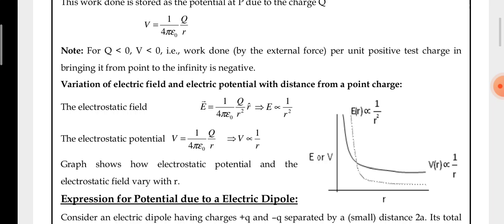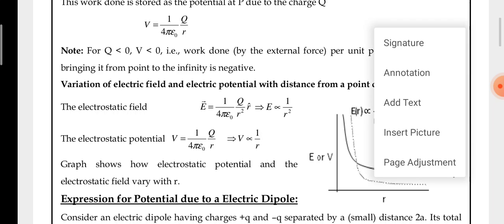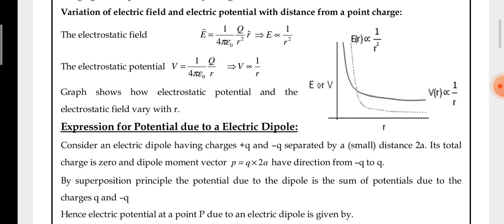Afterwards, whether you are observing or not, there is one graph as given in the diagram. That graph is, see the heading, variation of electric field and electric potential with the distance from a point charge.